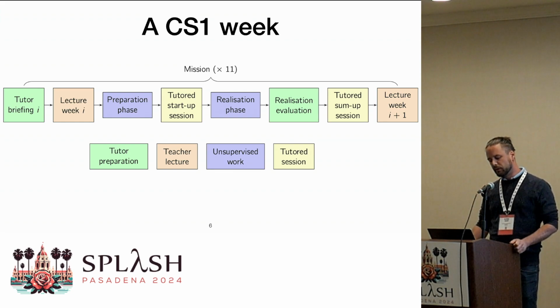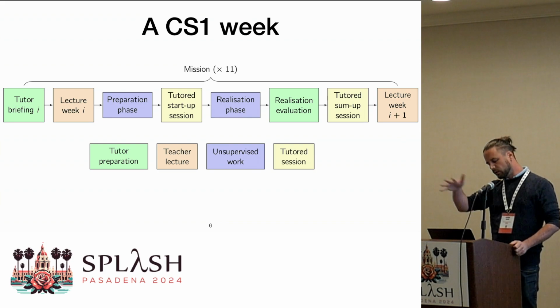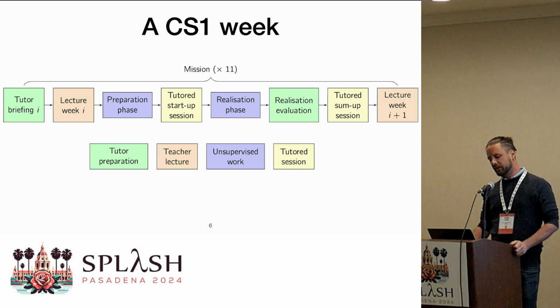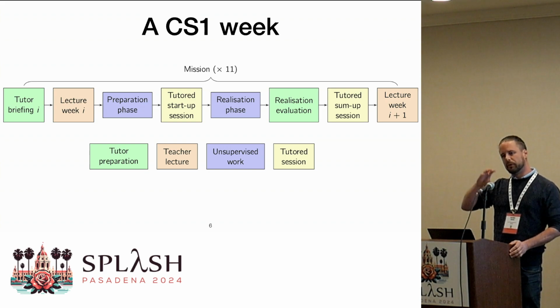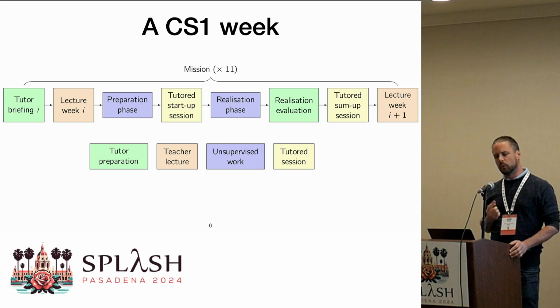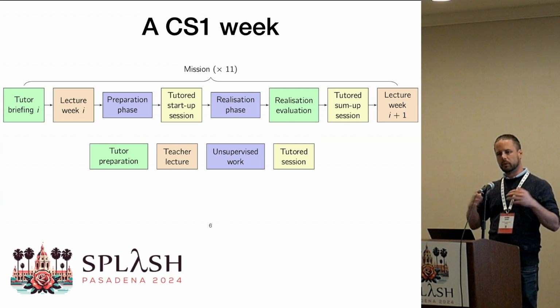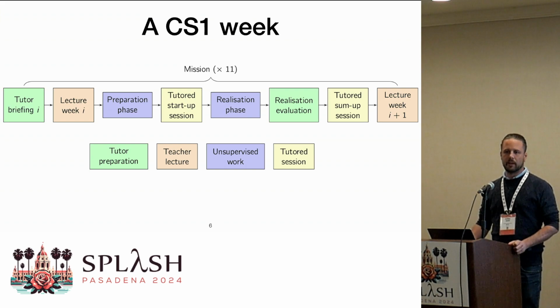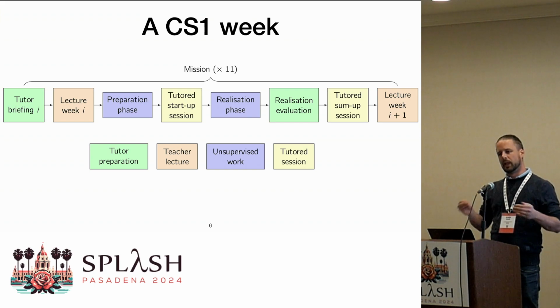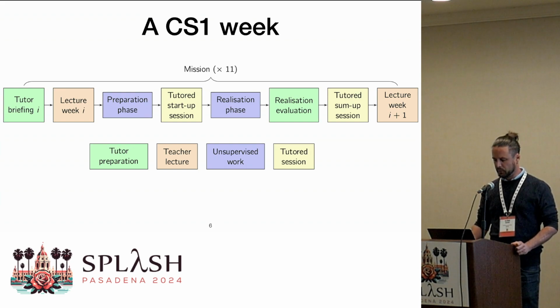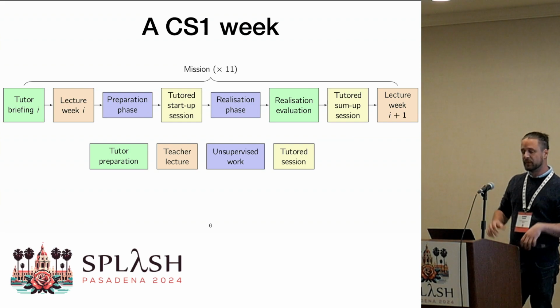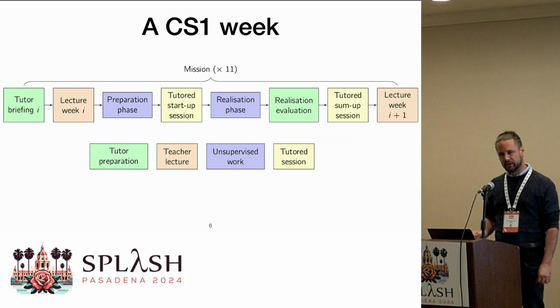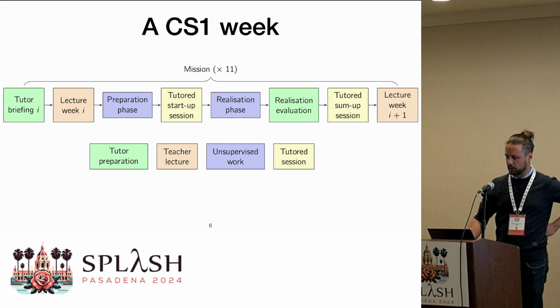Then there is an introductory lecture that is given by the teachers to all of the students. Then students go through a preparation phase where they have to read some theory and then prepare some exercises. And during the first tutored session, this is a 1-hour session where the tutors will animate a lab session, we share the answers that the students have prepared, and tutors might help them. Typically it's 24 to 30 students and one tutor in a classroom.